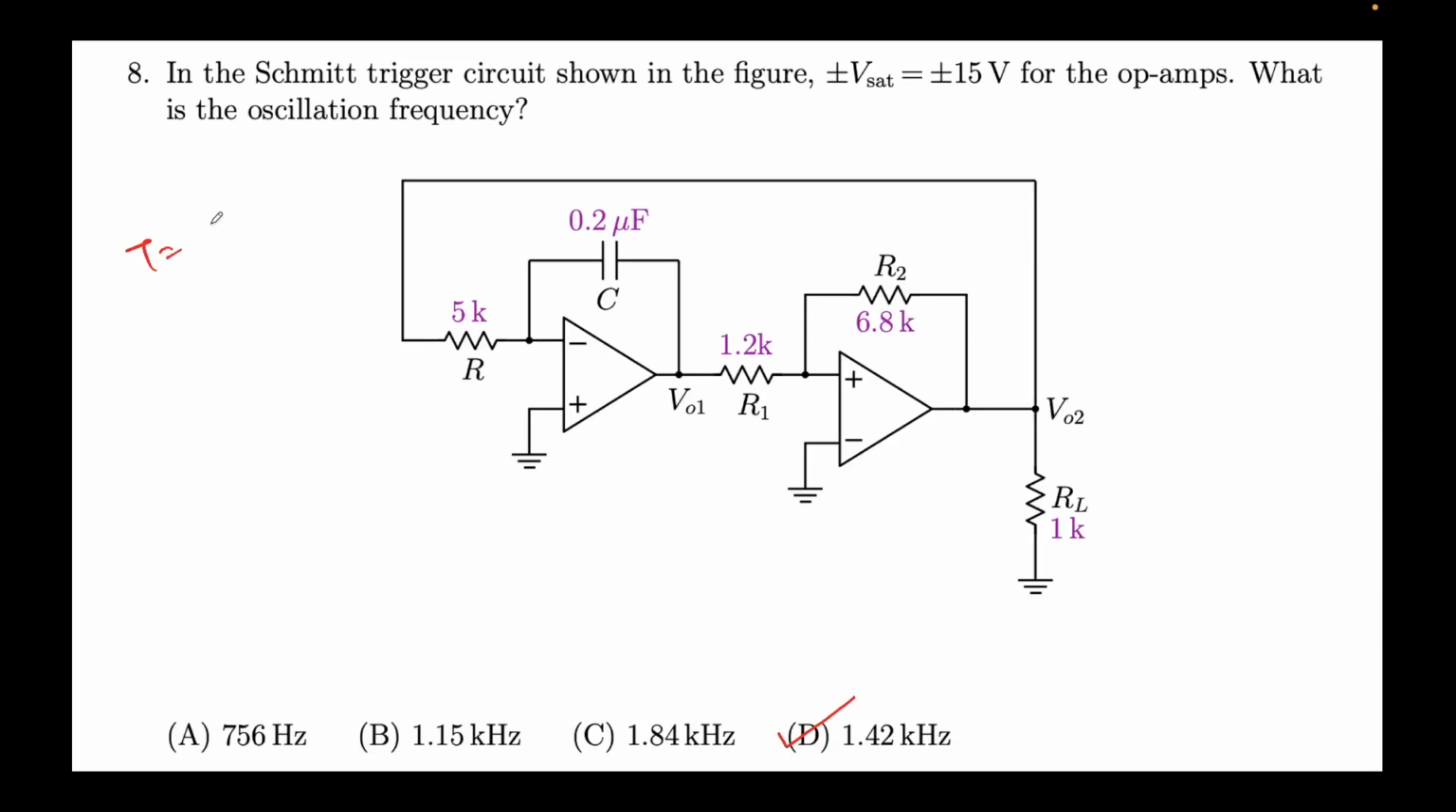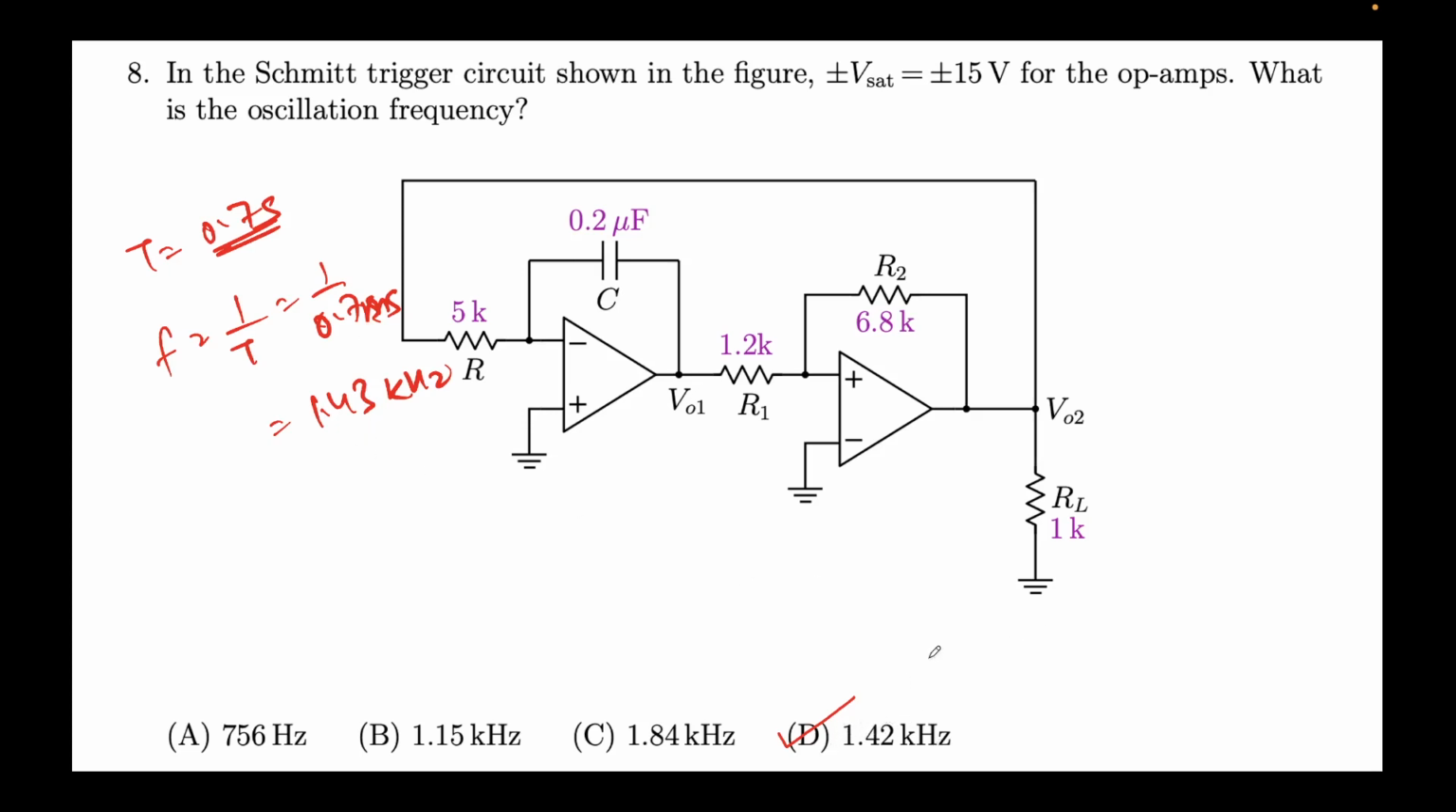So total time T will be 0.7 milliseconds. Frequency is 1 over T, 1 over 0.7 milliseconds. So this will turn out to be 1.43 kilohertz. 1 over 7 is around 1.43. So that comes out to be 1.43, which is the option D here.